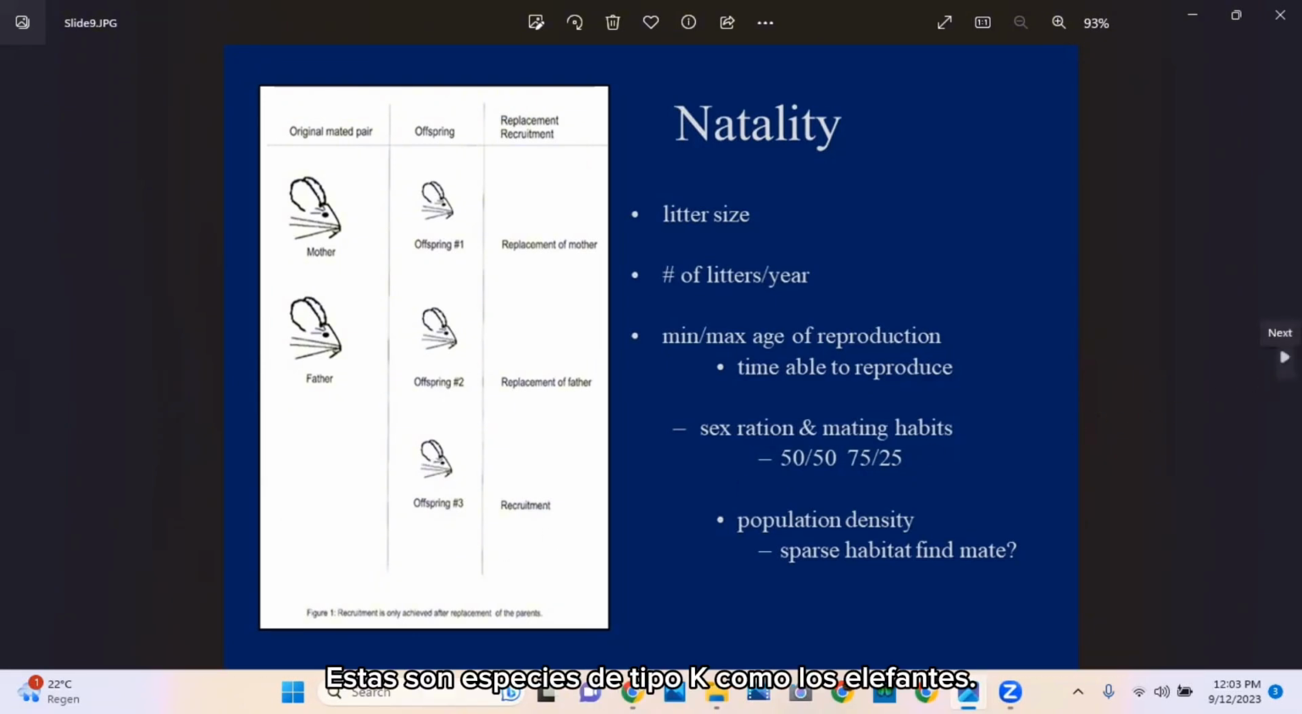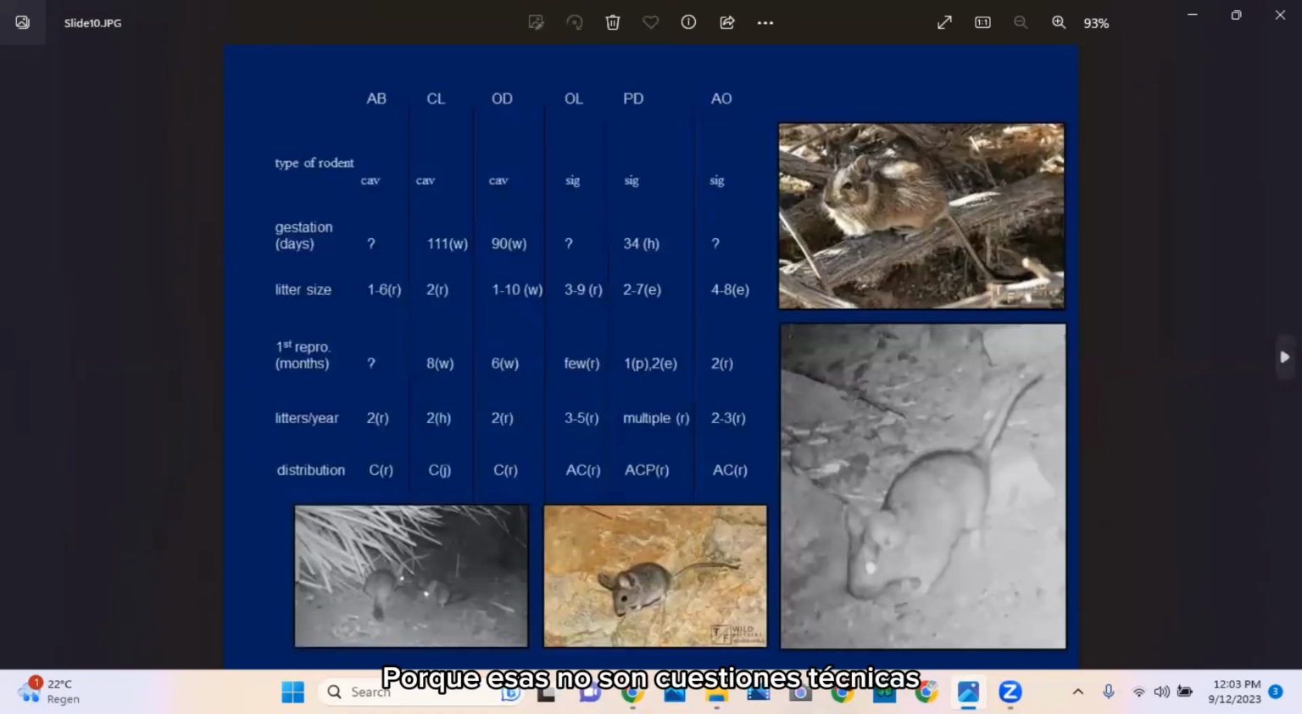These are K-type species like elephants. They have a small litter size, not very many litters per year. They have 1 or 2 in their litter, 1 or 2 litters per year. The minimum age of reproduction for a chinchilla, from the day of conception to the day that chinchilla can start breeding, is about a year, actually. The sex ratio is 50-50. So are you going to be able to find a mate? Those are natality things. So we just went over this in detail for the chinchilla.